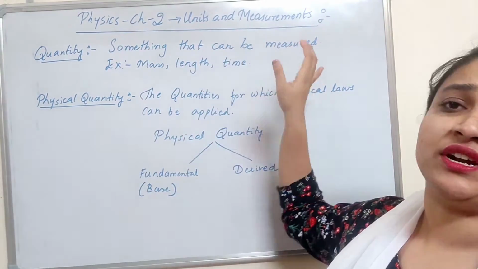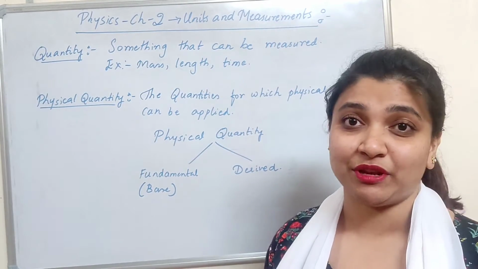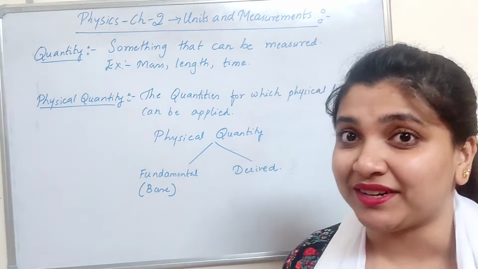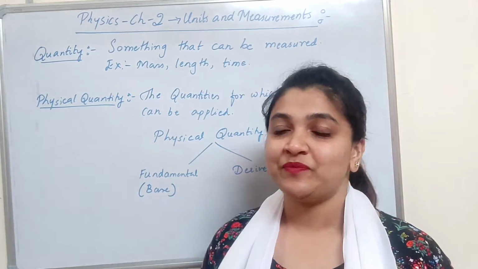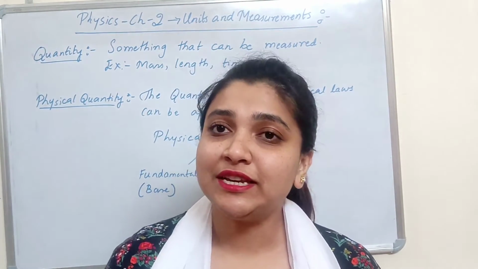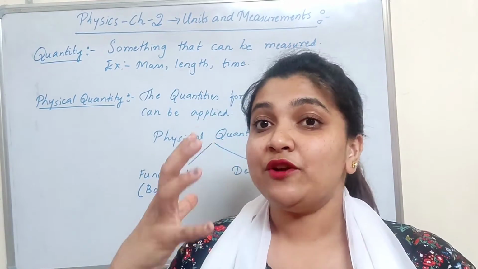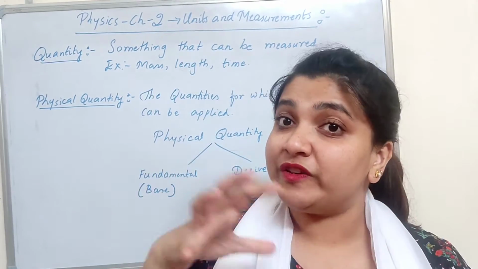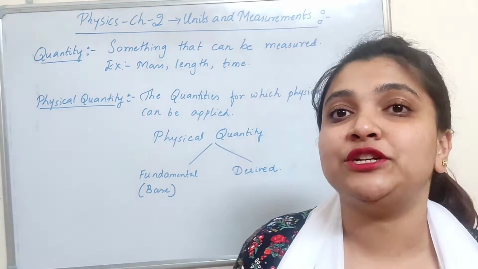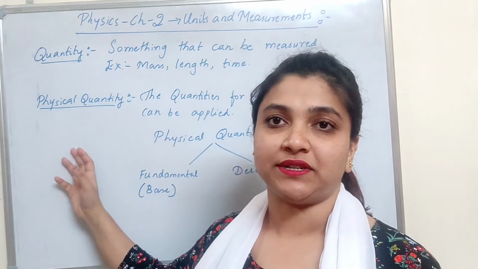Something that can be measured, like mass can be measured, length can be measured, distance can be measured, time can be measured. Some quantity that can be measured is called a physical quantity. Now, what do you mean by a physical quantity? A physical quantity is a quantity that you can measure and to which physical laws are applied. Okay, so laws of physics are applied to quantities. Those quantities are called physical quantities.